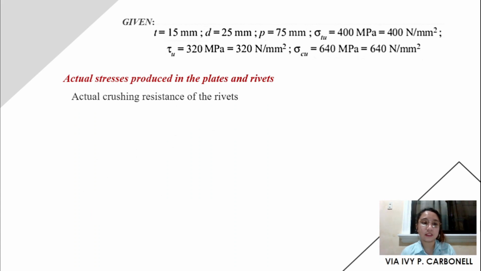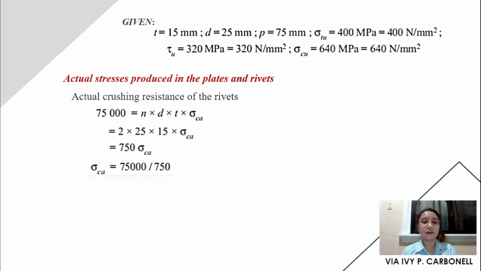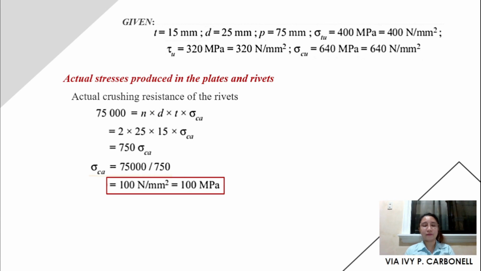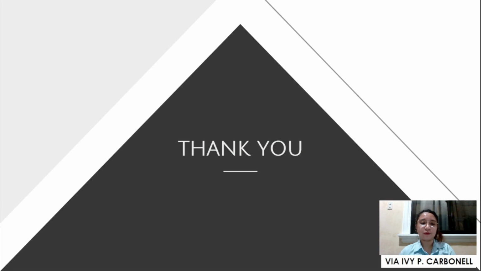And the last one is for the actual crushing stress of the rivets. We have here the same formula but different load. So we have 2 multiplied by 25 multiplied by 15 multiplied by the unknown, and 75,000 over 750, and we come up with 100 megapascal. So that's all. Thank you for listening.